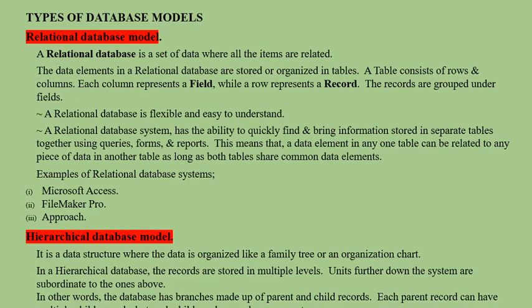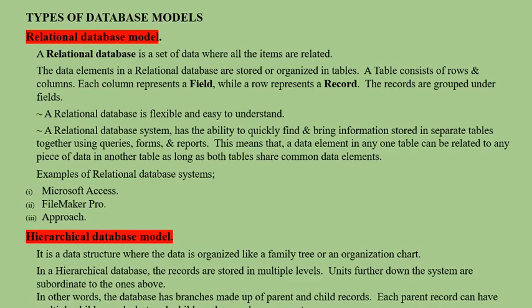Then we have Hierarchical database model. It is a data structure where the data is organized like a family tree or an organization chart. In a hierarchical database, the records are stored in multiple levels. Units further down the system are subordinate to ones above. In other words, the database has branches made up of parent and child records. Each parent record can have multiple child records, but each child can have only one parent.